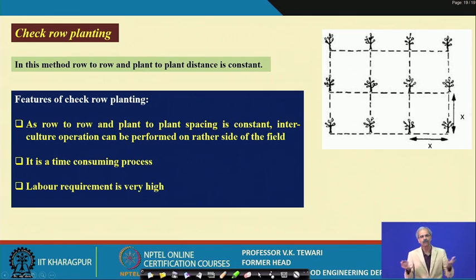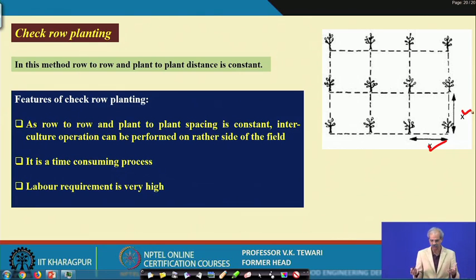Check row planting, I have already said what this check row planting is and how we are in a position to grow the seeds. We maintain a certain distance between the plants. Have a look at this. You can see here that we maintain the same distance, and it depends on the type of the crop. It has several other advantages.